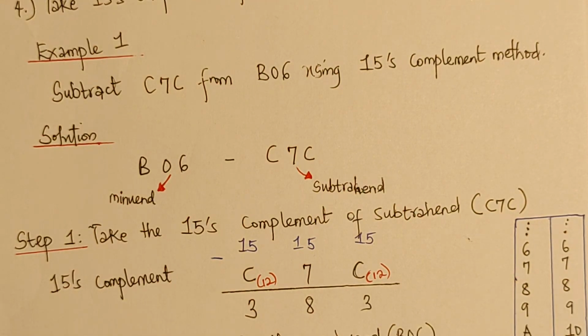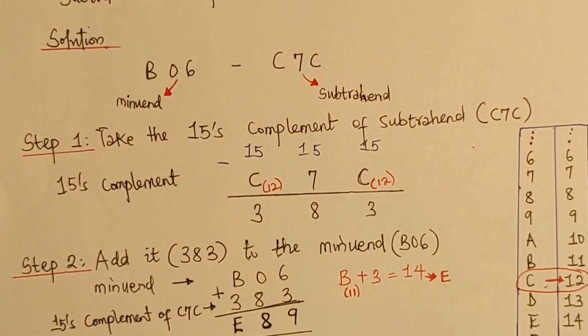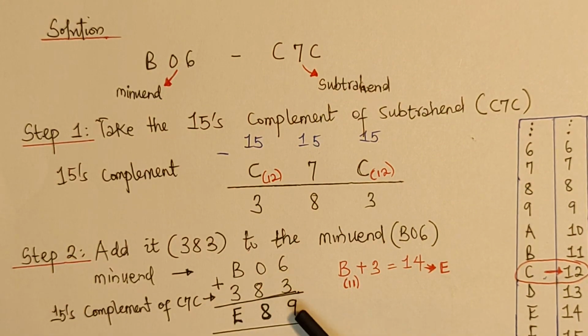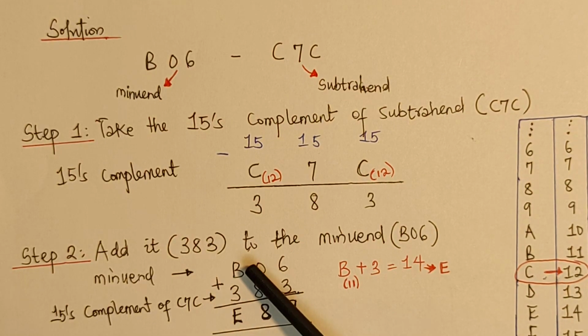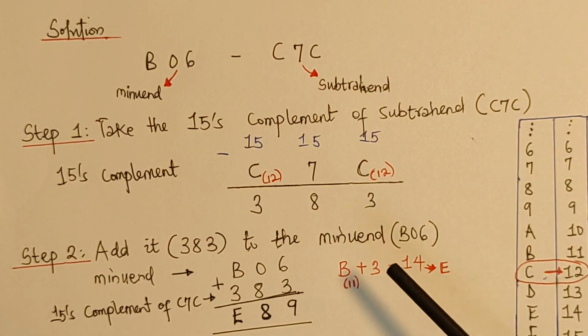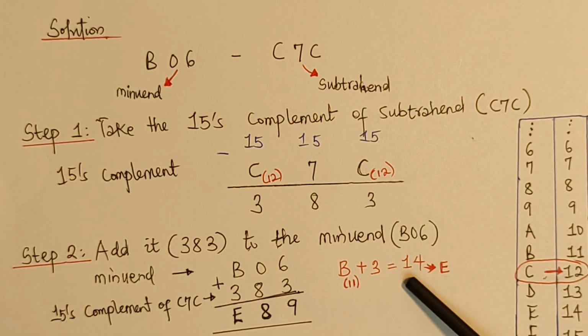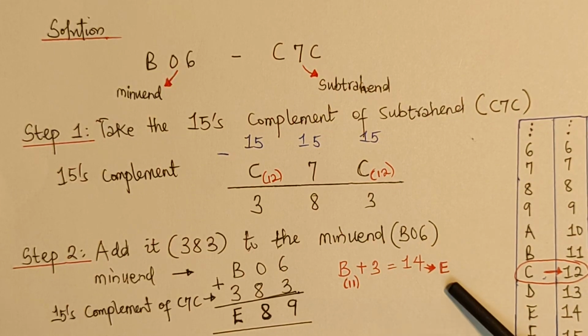Now the next step is to add it to the minuend. What are we adding? We are adding what we have here, 383, to the minuend B06. Once we do that, we have B06 plus 383. 6 plus 3 will be 9. 0 plus 8 will be 8. B plus 3 will be E. Remember, our B here is 11. That's to say 11 plus 3 is 14, and 14 in hexadecimal form is actually E.